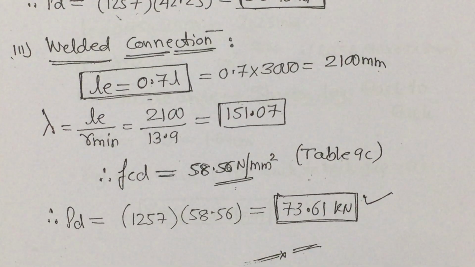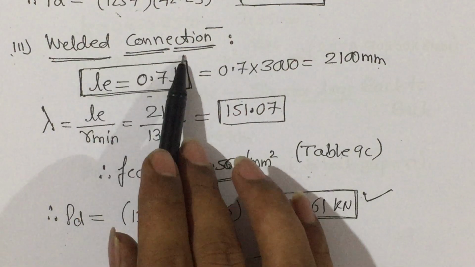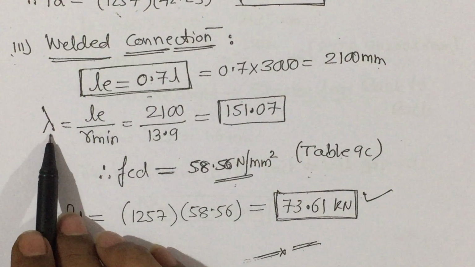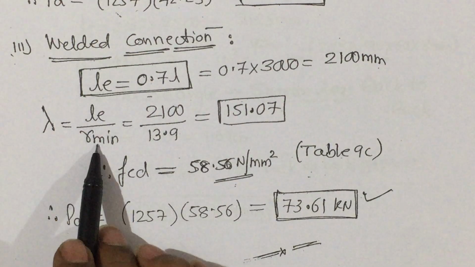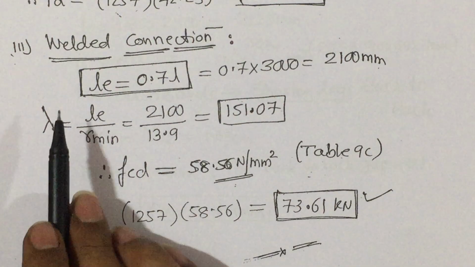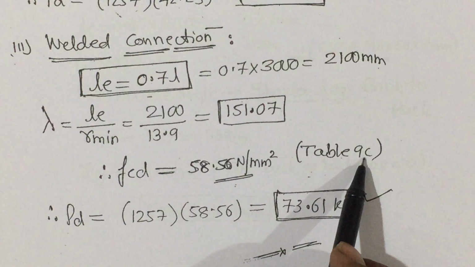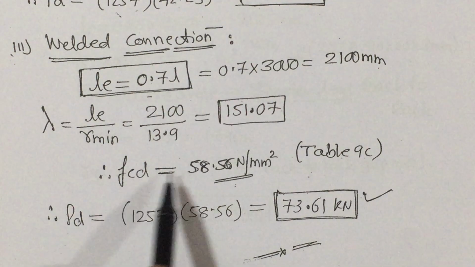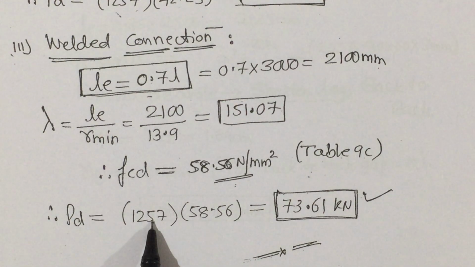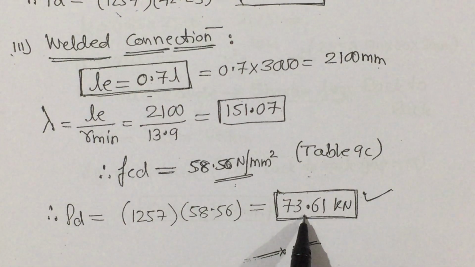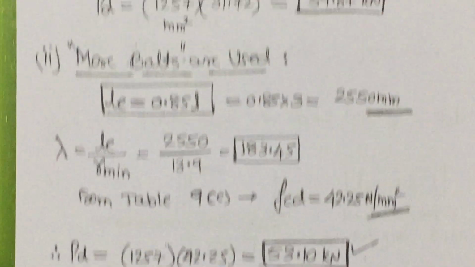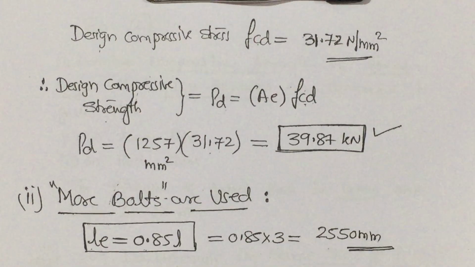Then third case, that is welded connection, effective length is equal to 0.7 into L. Then R minimum we already know, lambda is equal to LE by R minimum 151.7, with respect to this lambda and Fy is equal to 250 from the table 9C. After interpolation you are going to get FCD value, then PD is equal to this area multiplied by this FCD value, you are going to get it as 73.61 kilonewton. That is all for this problem, that is all for this example 1.